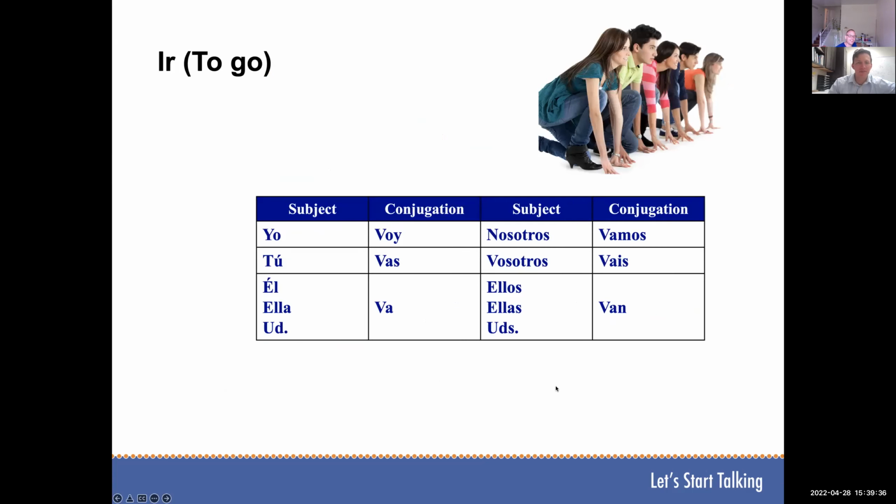Yeah. All right, let's talk about the verb ir, okay? Mateo, take special note of this verb. I'm gonna be right back, okay? I need to go use the bathroom real quick. Sure.